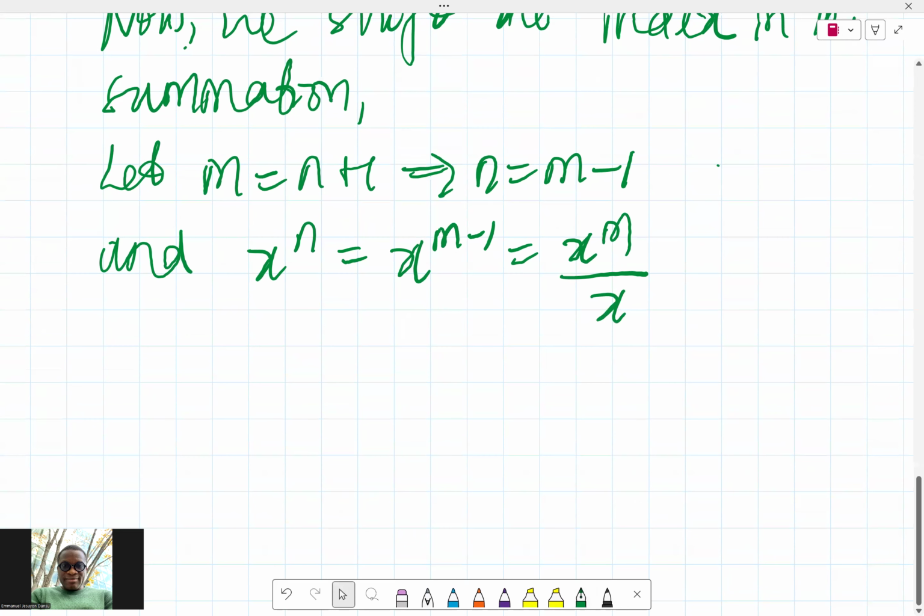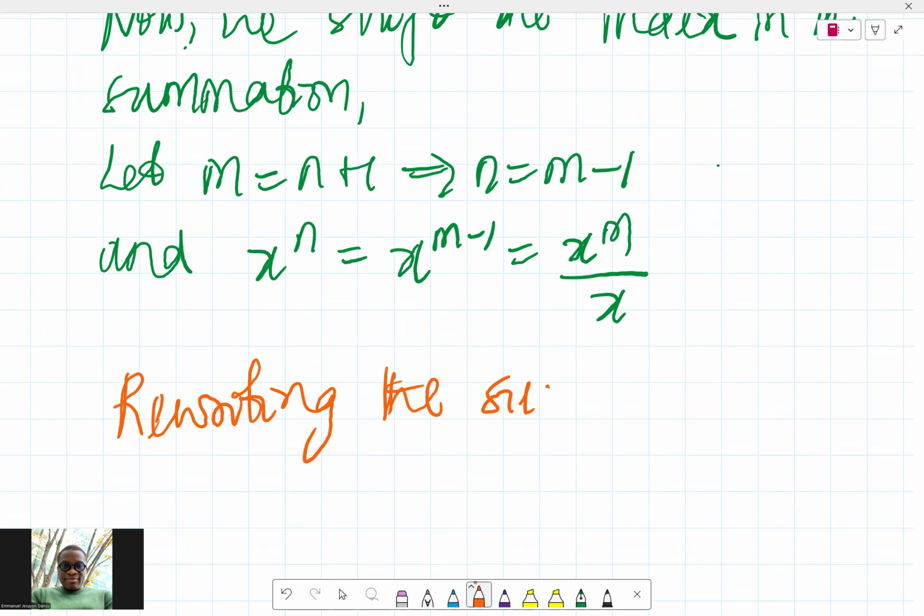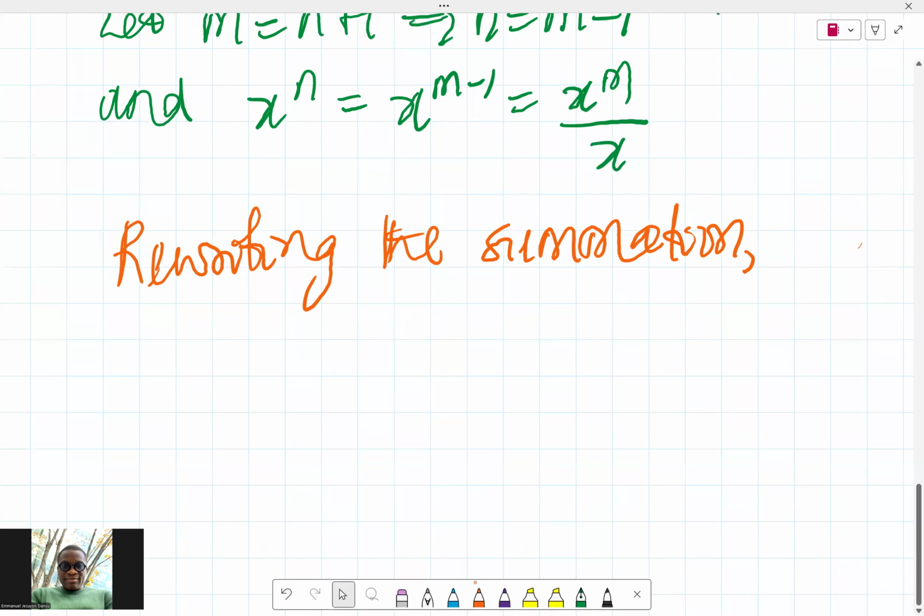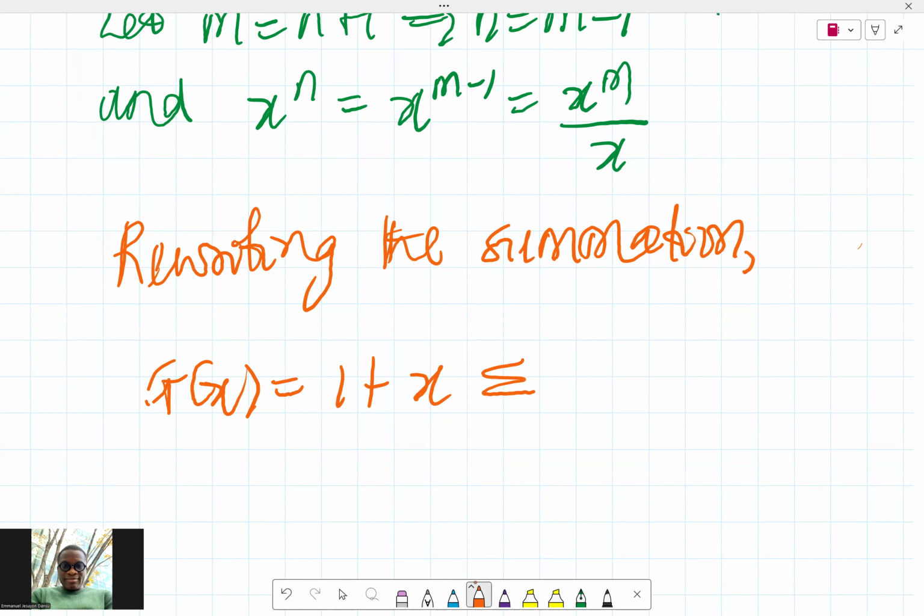Okay, so now rewriting the summation, we now have g of x equals 1 plus x raised to power, the summation from m equals 1 to infinity rather, then C m x raised to power m minus 1.